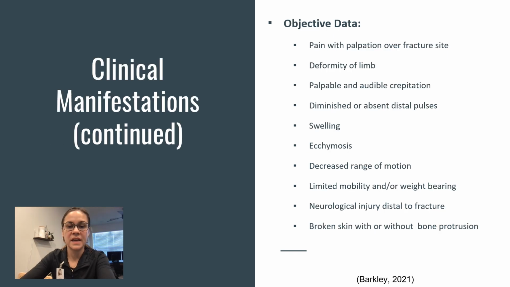For the objective data of fractures, this includes pain with palpation over the fracture site, deformity of the limb, palpable and audible crepitation, diminished or absent distal pulses, swelling, ecchymosis, decreased range of motion, limited mobility or weight bearing, neurological injury distal to the fracture, and broken skin with or without bone protrusion.